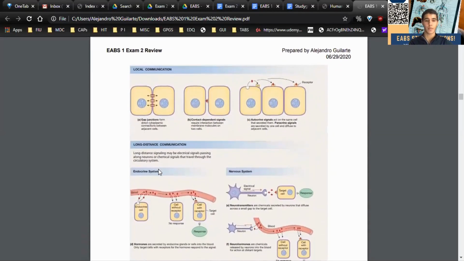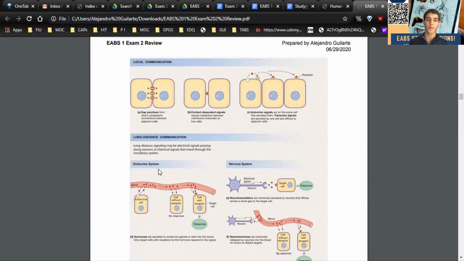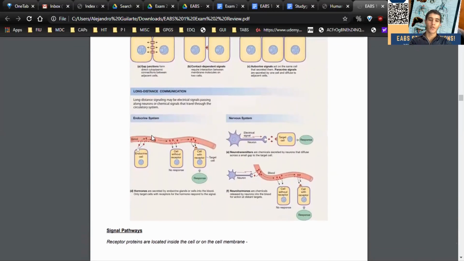Here's a diagram that explains the gap junctions that form in direct cell-to-cell contact, the contact-dependent signals, and autocrine signals that would spread over either short or long distances from a chemical to a receptor in a cell, and how an endocrine and nervous system's response would be initiated.